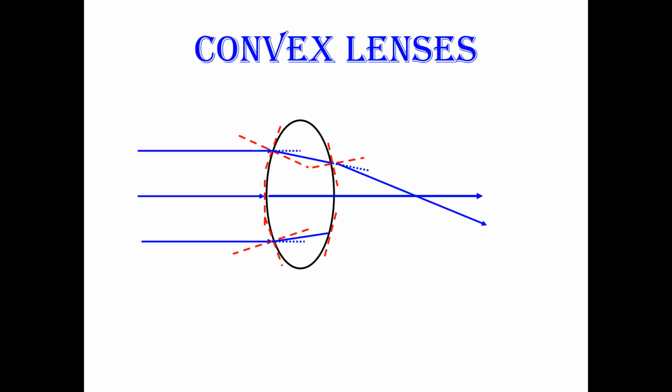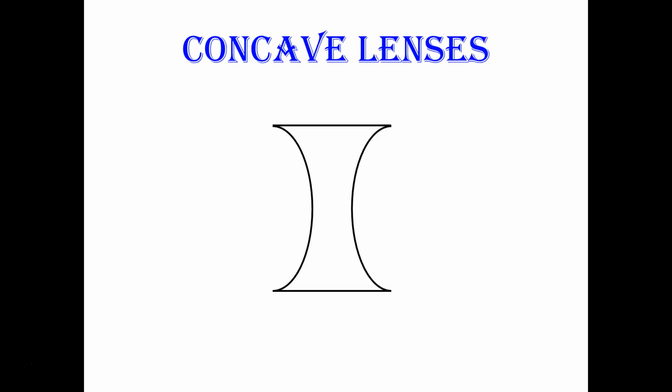And then at the other side, we get a tangent, we get a normal, and our refracted ray will bend away from its normal line. Our three lines will converge in one single point. So a convex lens is a converging lens. That gives us a focus to the lens.